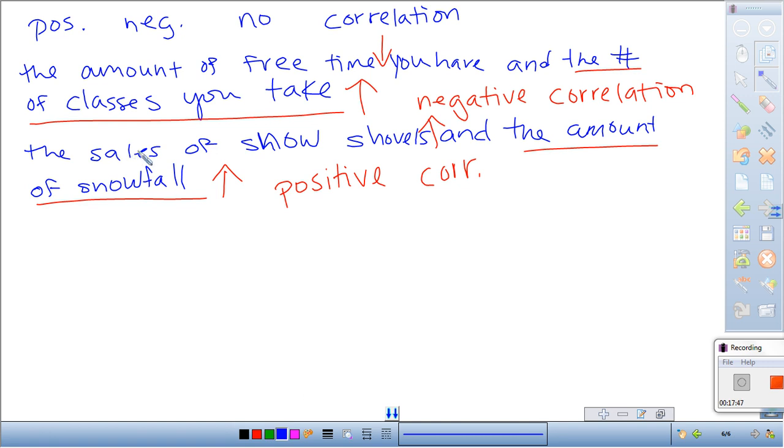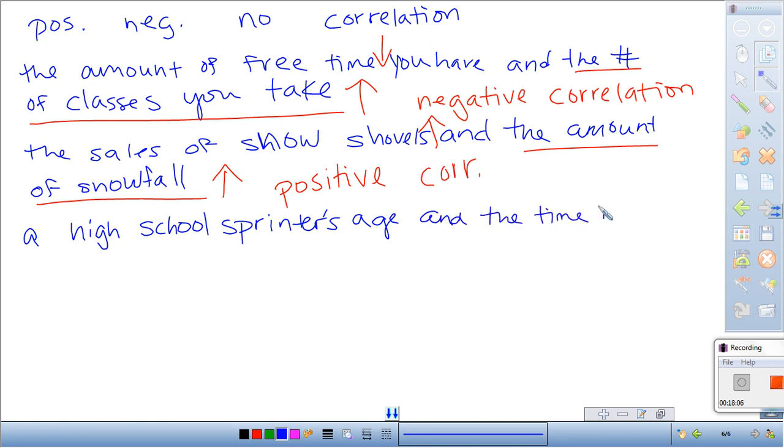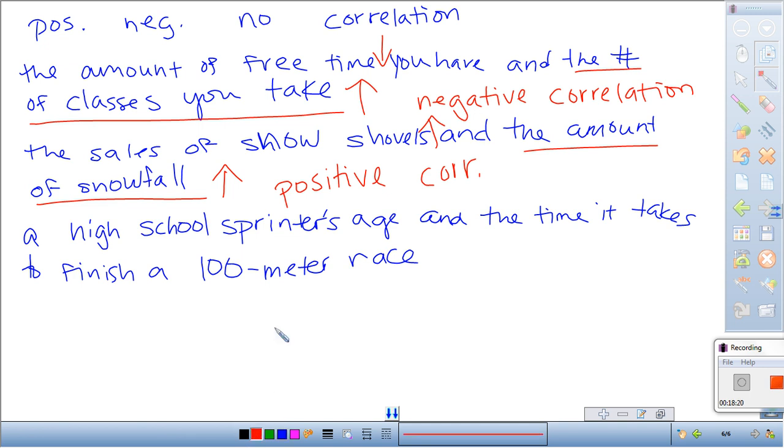And let's look at one more. How about a high school sprinter's age and the time it takes to finish a 100-meter race. So again, we want to look at the second one.